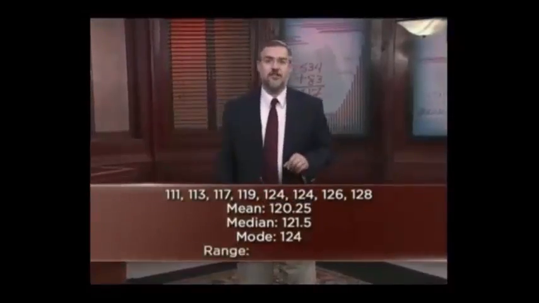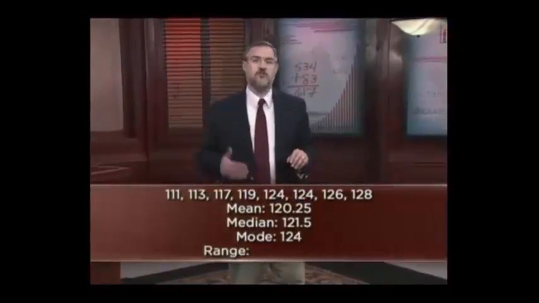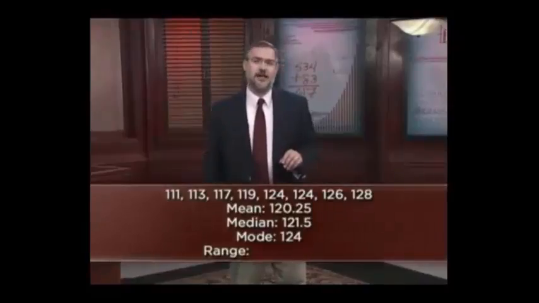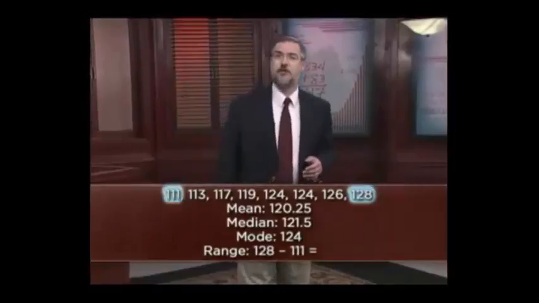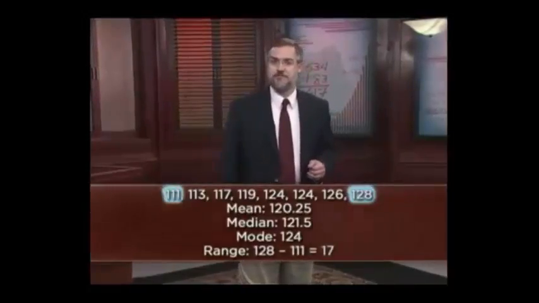Well, that's just the number that appears most often in the list. And now that we have the list written in order, it's pretty easy to see that the mode in this list of data is 124. And lastly, what is the range of the data set? Well, it's just the largest value minus the smallest value. In this example, it's 128 minus 111, and that's equal to 17.